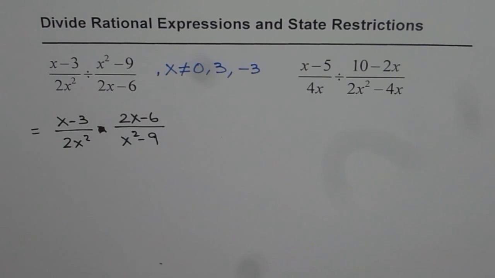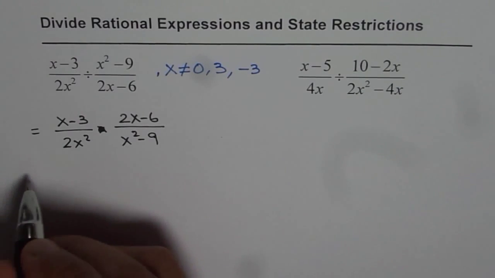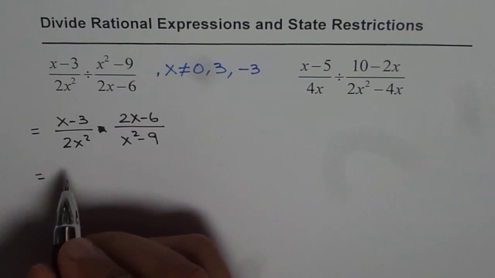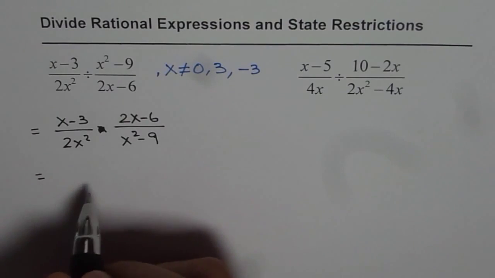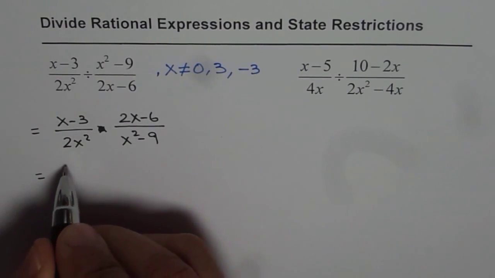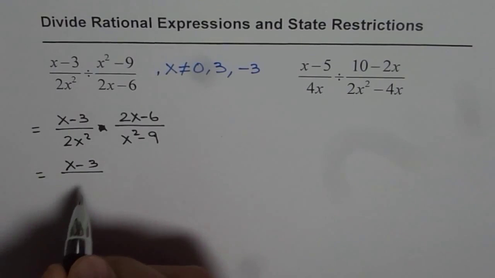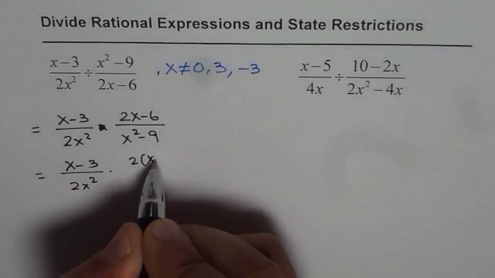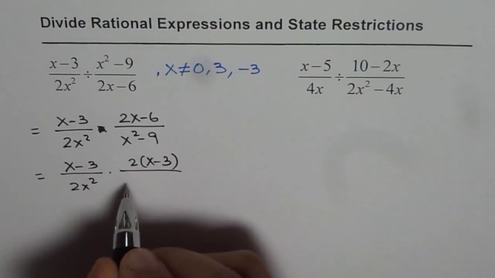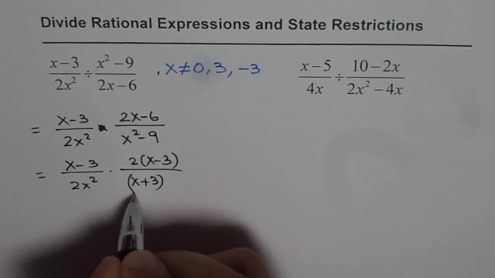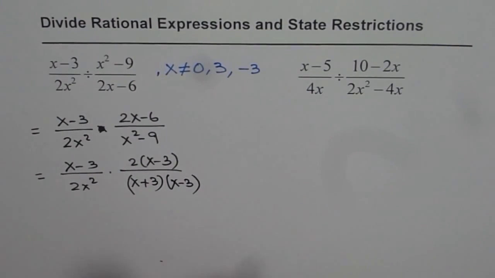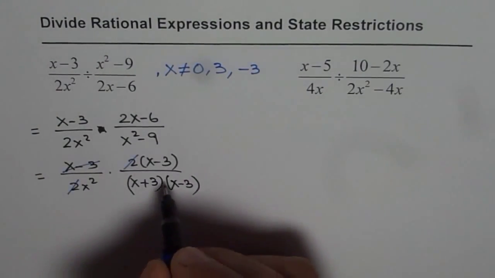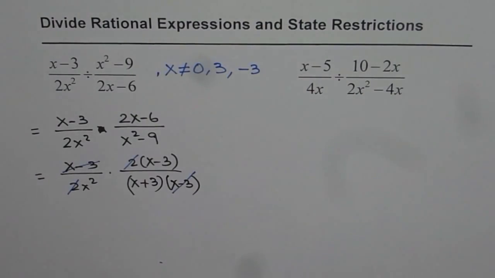Okay, now we can factor x squared minus 9. Let us do that, and then, since it's now a multiplication operation, we simplify and then do the multiplication. So we have (x minus 3) divided by 2x squared times, 2 is common, so we get 2 times (x minus 3) in the numerator, and that is (x plus 3) times (x minus 3). Okay, now what are the common factors? 2 and 2 is common, correct? x minus 3 and x minus 3 is common, so we'll cancel these out.